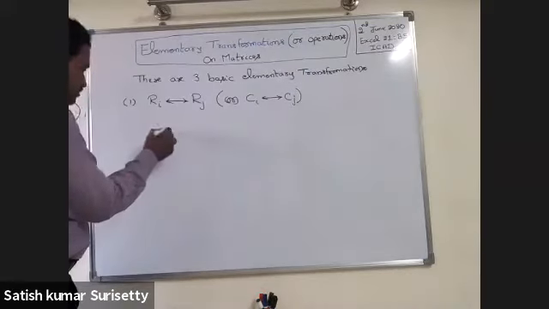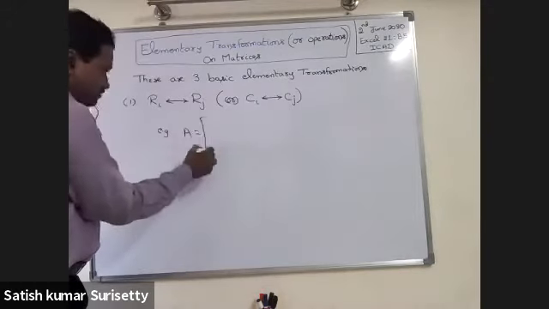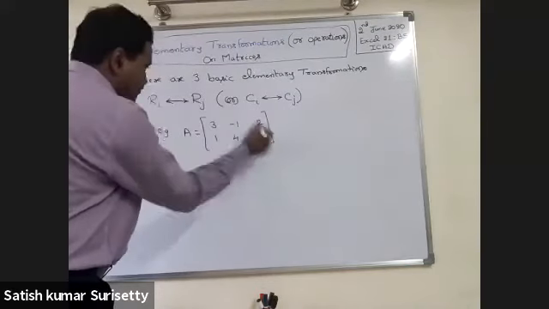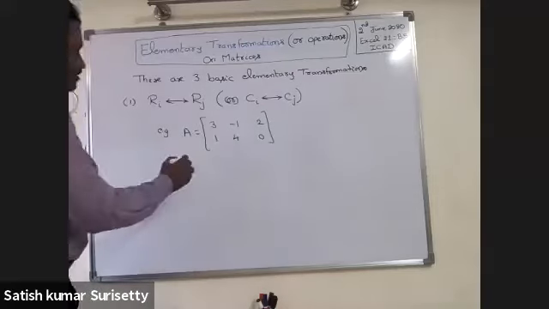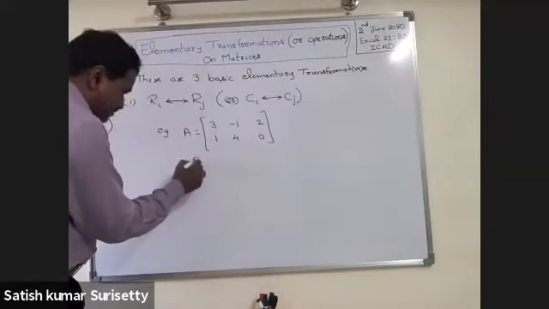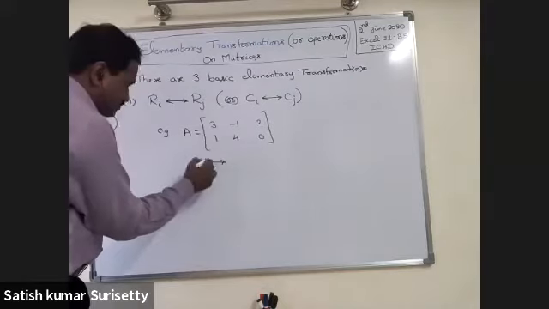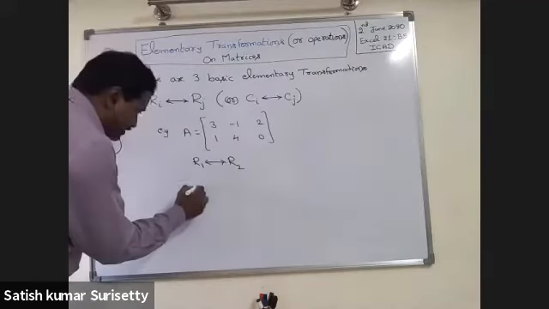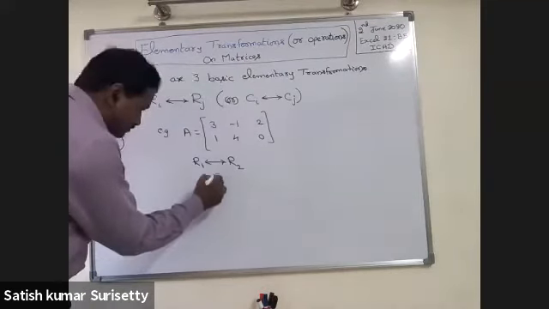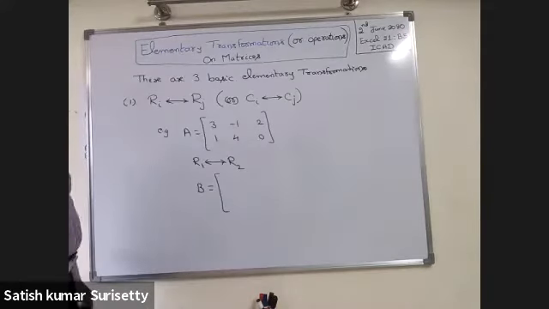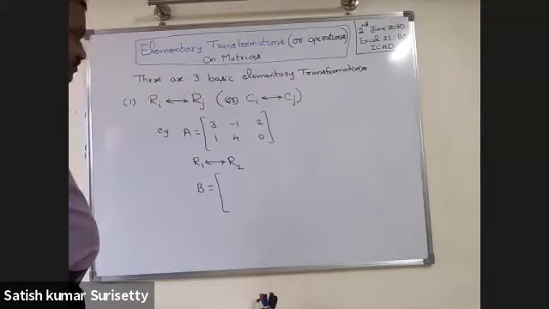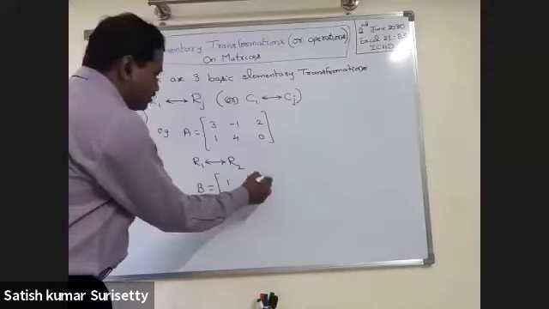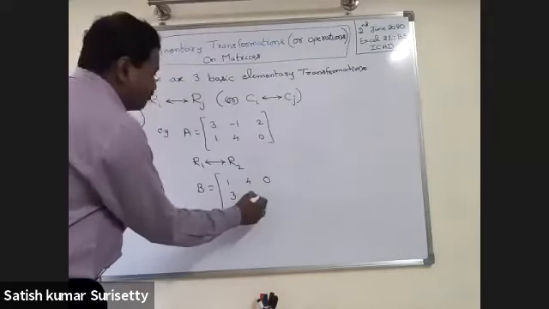Example, A equal to 3 minus 1 2 1 4 0. Let us apply the operation R1 interchanging with R2 and tell me the new matrix obtained. What does the first row become now? 1 4 0, 4 0 3 minus 1 2.